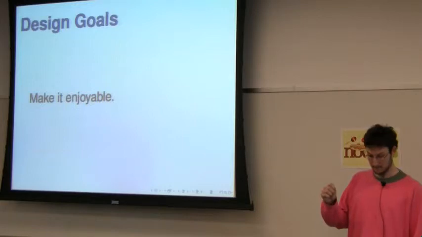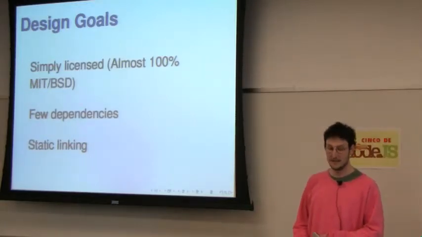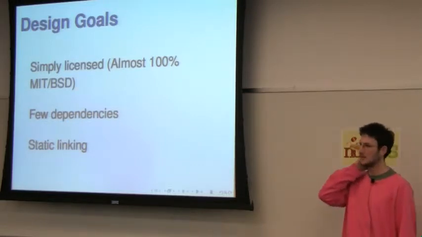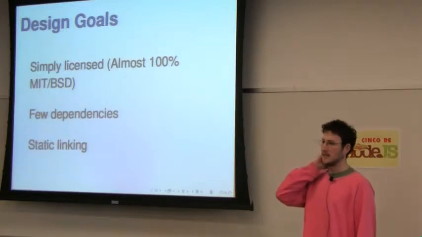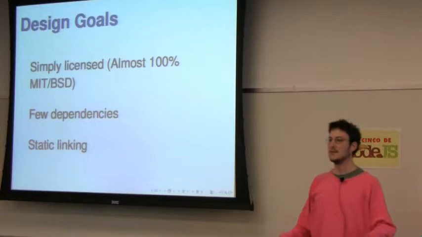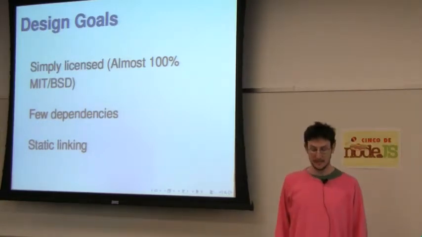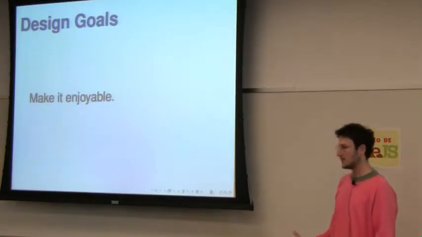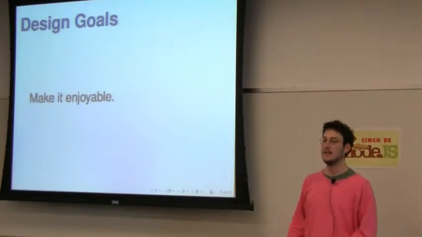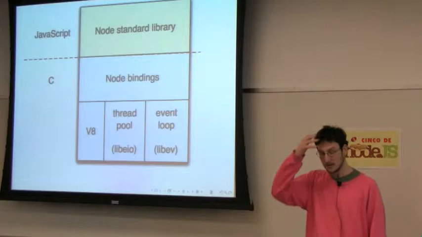And be simply licensed. It is almost 100% MIT BSD. The only exception is OpenSSL, which has its own license. But everybody uses it, so it's kind of accepted. Few dependencies, static linking, and most importantly, just make it enjoyable, right? I'll package all this stuff up, and everybody can just download it and compile it and use it, and it'll be fun. So here's the architecture.